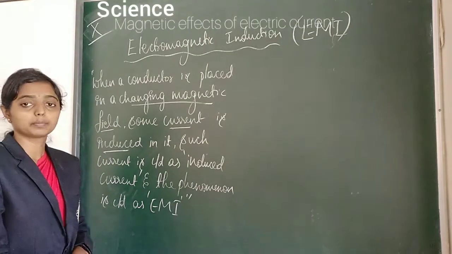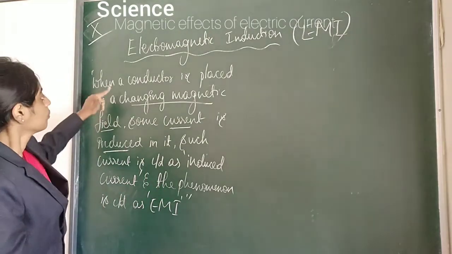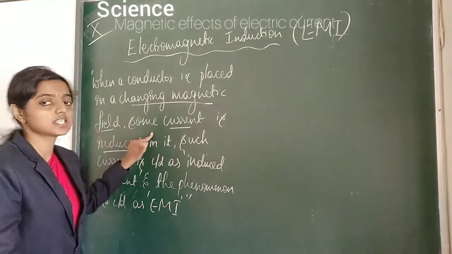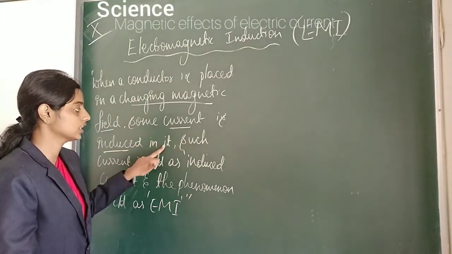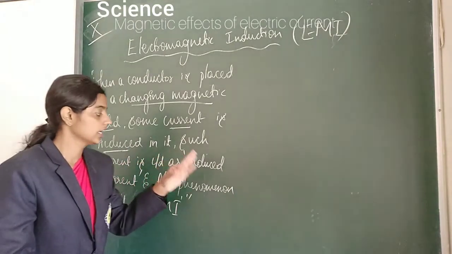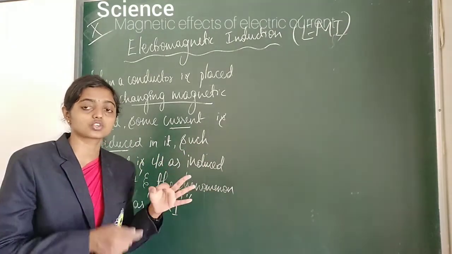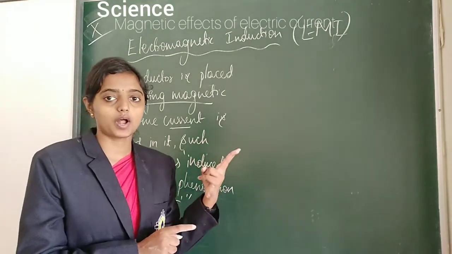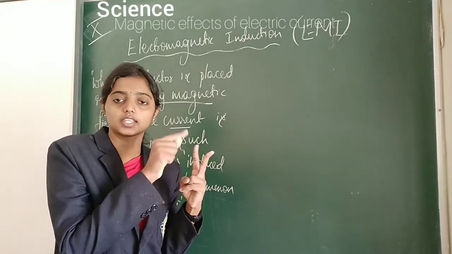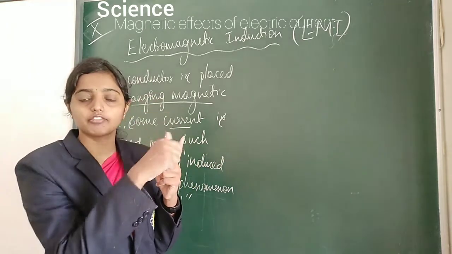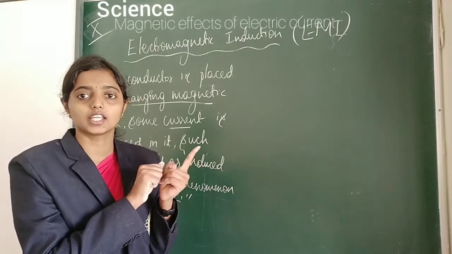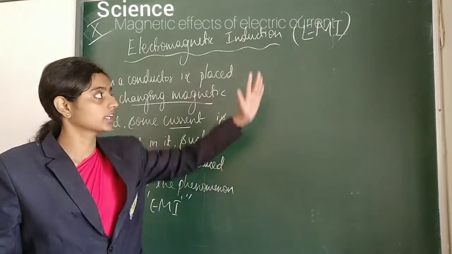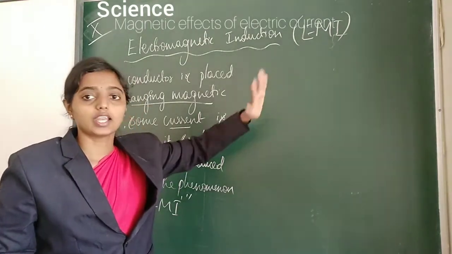So I'll repeat the statement again. When a conductor is placed in a changing magnetic field, some current is induced in it, and that current is called induced current, and this phenomenon is called electromagnetic induction. So in the same definition we have two parts: first, some current will be induced, and that is called induced current, and the entire phenomenon is called electromagnetic induction. Now the same definition we will once again recall later after understanding activity 1 and activity 2.